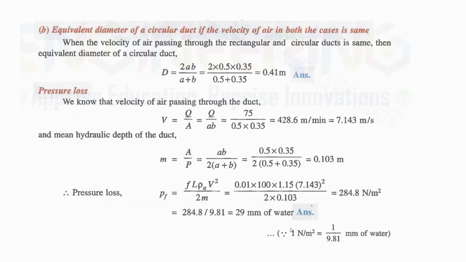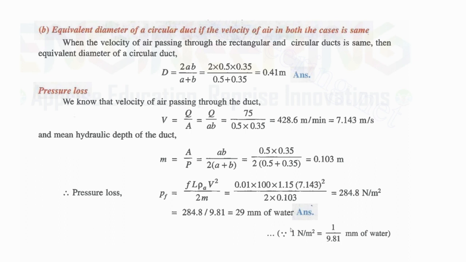For the second case, equivalent diameter of circular duct if the velocity of air in both cases is same. Now the formula is D is equal to 2ab upon a plus b. We put the values of a and b here, and we will get D as 0.41 meter.